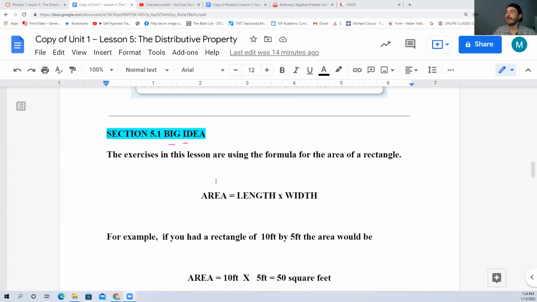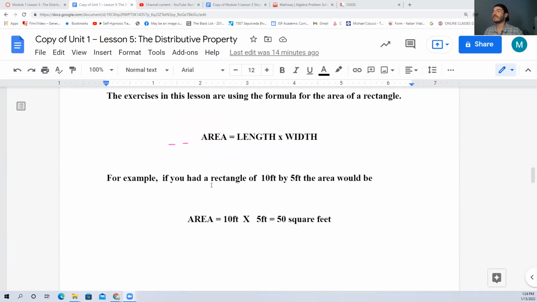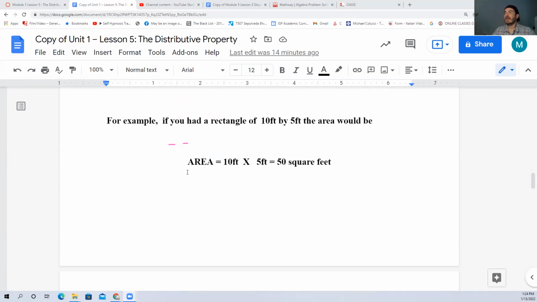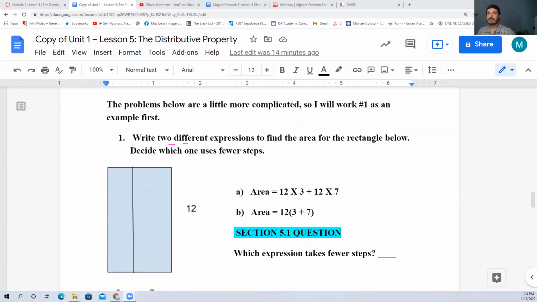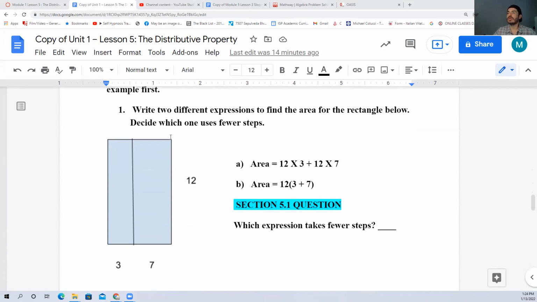The big idea. Okay, areas equal length times width, we discussed that. If you had a rectangle of 10 feet by 5 feet, the area would be 50 square feet. We discussed that. The problems below are a little more complicated, so they'll work one out as an example. Write 2 different expressions to find the area of the rectangle below. Describe which one uses fewer steps.